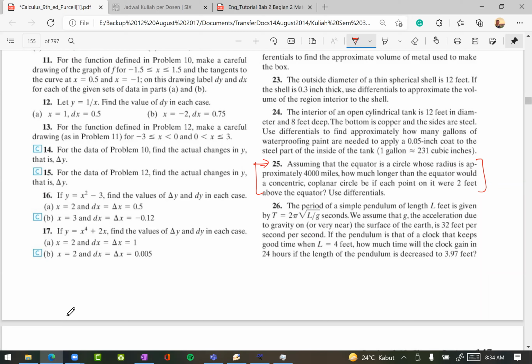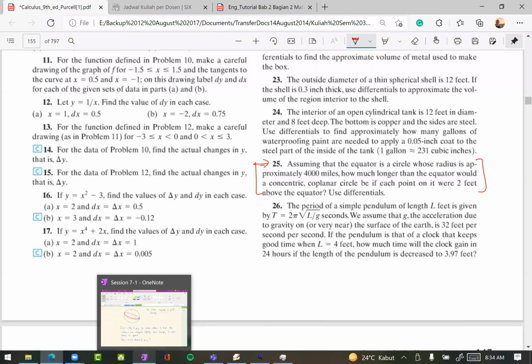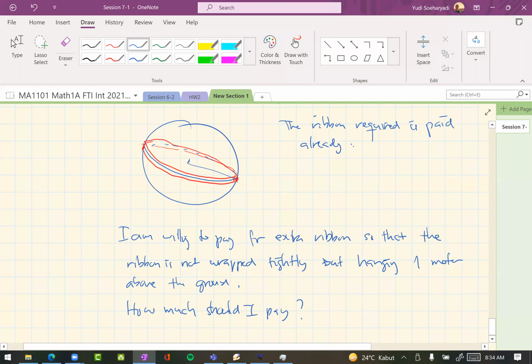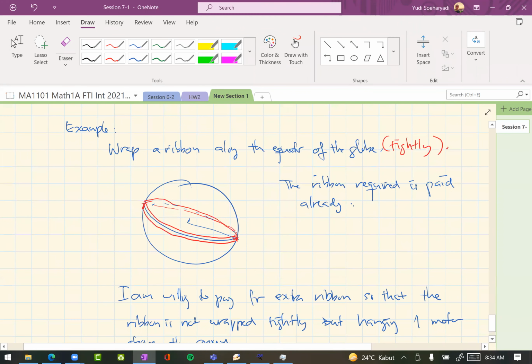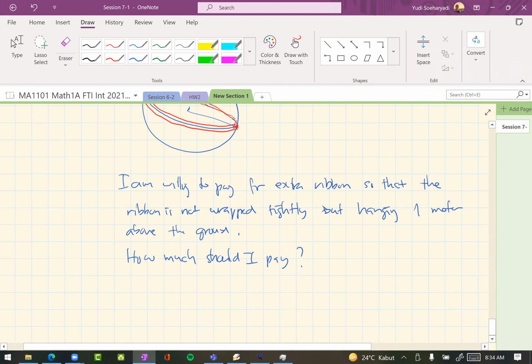Okay, with basically the same computations. So wrap the equator around tightly with a ribbon. So the ribbon is paid off. Now let's make the wrapping not tight, but about 1 meter hanging above the ground. So I'll pay for the extra. The question is, how much should I pay for that approximately? Do you think it's going to be a large sum or not?